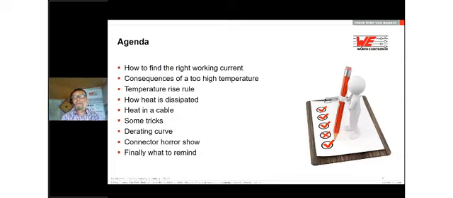Then I also have some tricks for you, or maybe answers to some questions which popped up with your application and your current. Then we have a look at the derating curves. And at the end, I will show you some examples where we put 3 times high currents on connectors and see what's happening. In these cases, we call it the connector horror show. And at the end, a few things you have to remember when you're dealing with high currents and connectors.